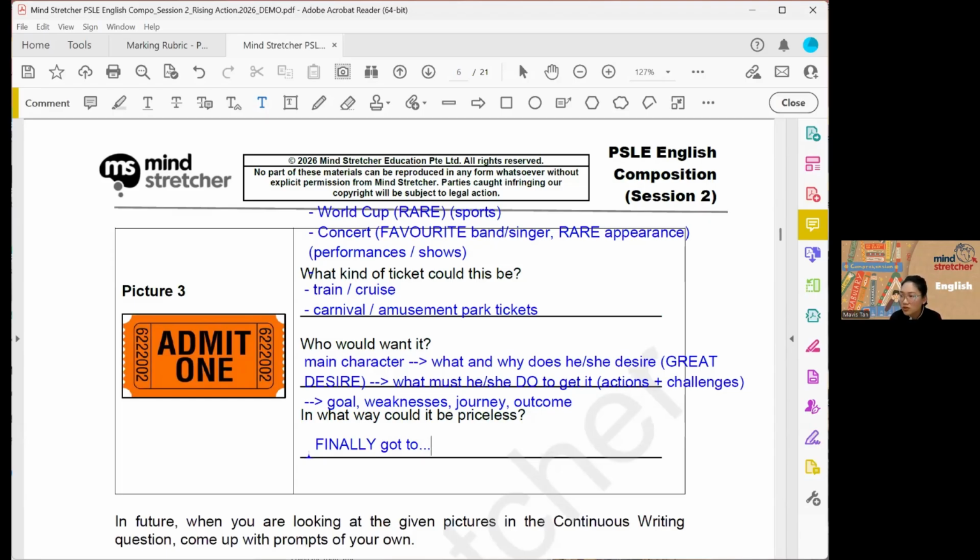Okay, I finally got to do something, and then your dream is fulfilled. That's why it's so priceless. Okay, your dream is fulfilled. Finally get to start a new life, but it must be related to admit one ticket.